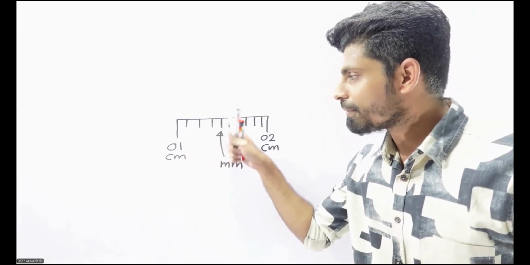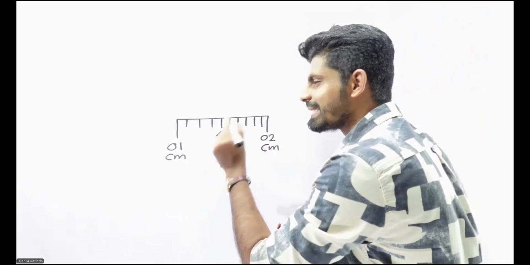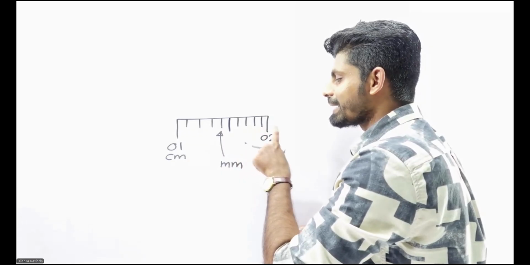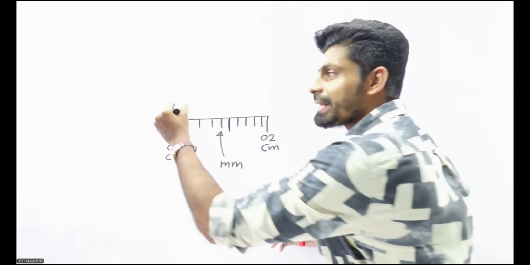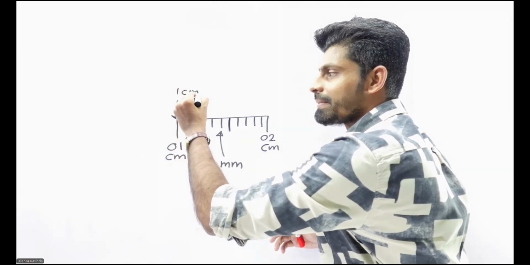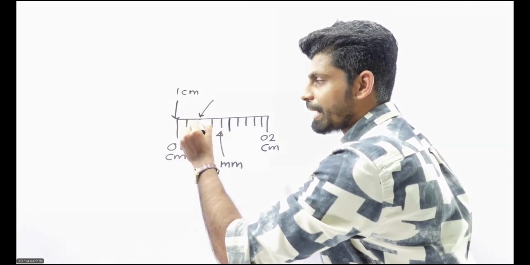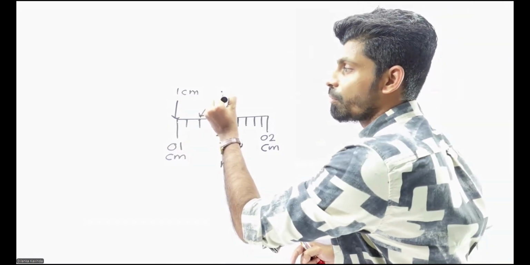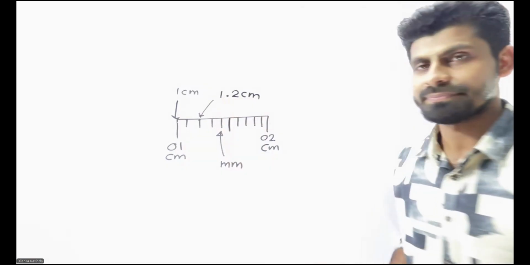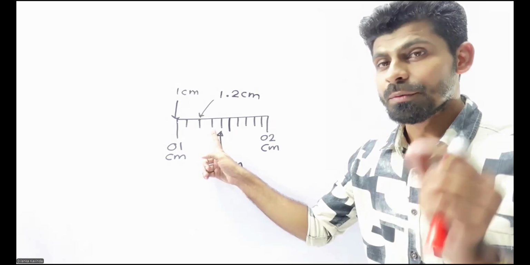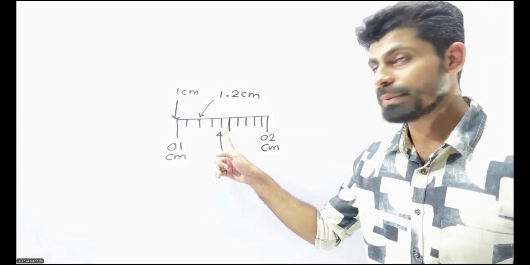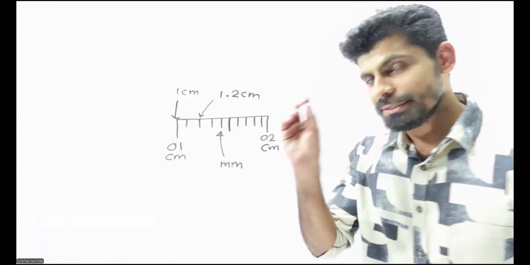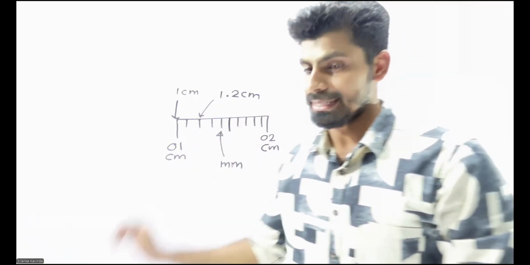1, 2, 3, 4, 5. The 5 is a little bit larger than the other scale marks. 6, 7, 8, 9, 10. Then you know that this is 1 centimeter. How to read this point? 1 and 2 subunits, so that is 1.2 centimeters. This one, 1.3 centimeters. This one, 1.4 centimeters. 1.5 centimeters. Likewise, we can read those lengths.